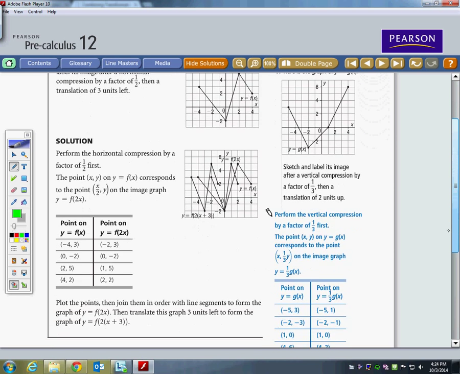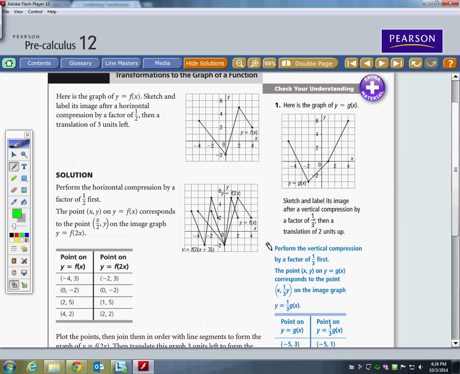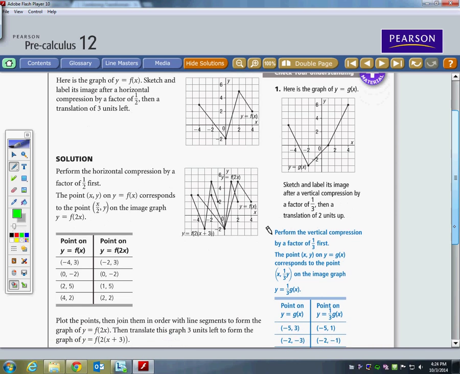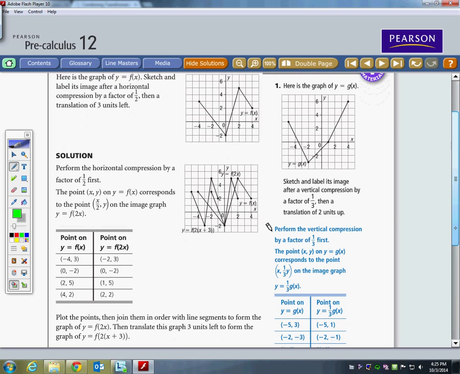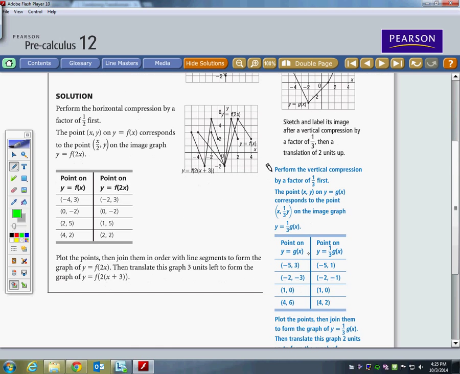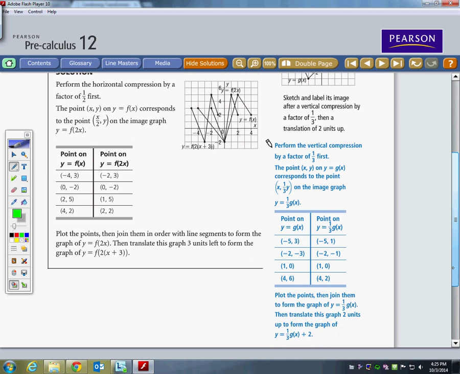Okay, hopefully you did all right on this one. They do a vertical compression by a factor of 1/3. So the vertical compression multiplies all the y values by 1/3. And I think that's what they do, the x and the y, and you see each of the y values gets multiplied by 1/3, but my x stays the same.